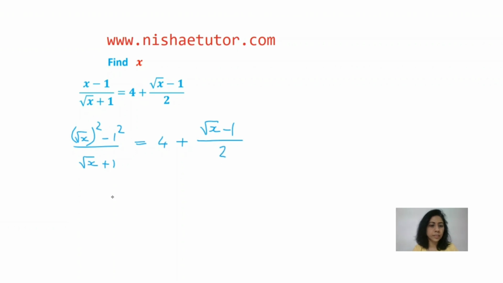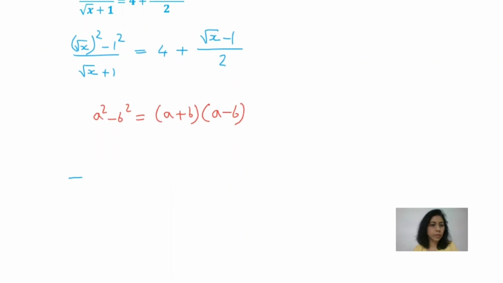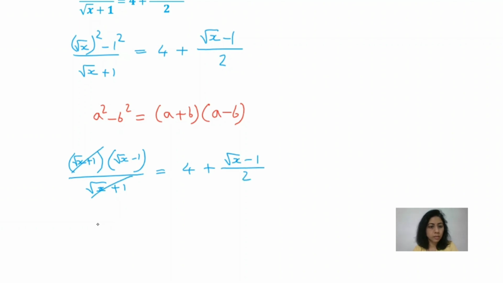Here we can use the algebraic identity a squared minus b squared, which we can factorize as (a plus b) multiplied by (a minus b). So we factorize into parentheses: (square root x plus 1)(square root x minus 1) divided by (square root x plus 1) is equal to 4 plus (square root x minus 1) divided by 2. And this cancels, so here just left square root x minus 1 is equal to 4 plus (square root x minus 1) divided by 2.